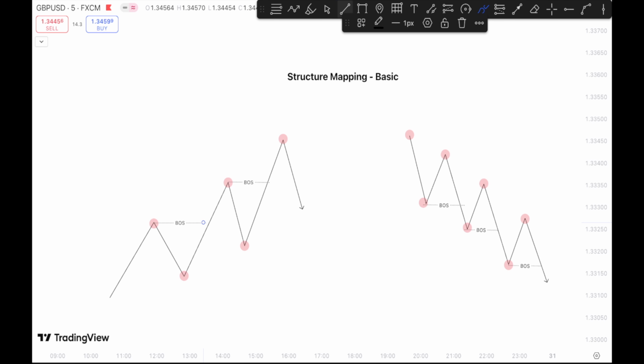But which is a valid break of structure? Which is a valid structure mapping? Where do we mark the valid structures? You have to learn that, because it's not as simple as it seems, because we have several things we need to consider before confirming a valid break of structure and change of character.